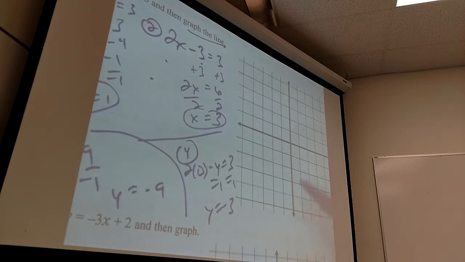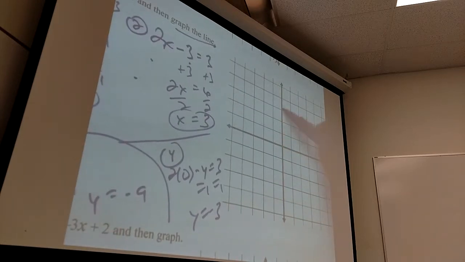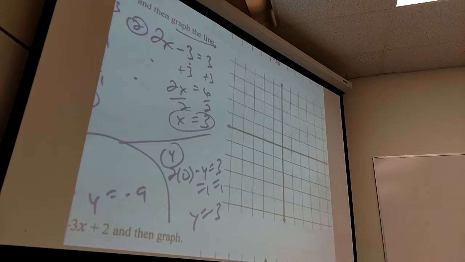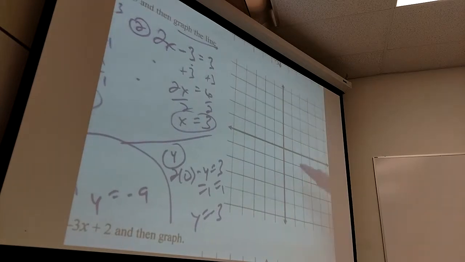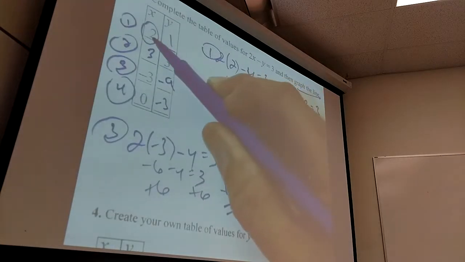I'm not going to talk too much about that, but I can make the scale 5, 10, 15, 20, as long as down here it's negative 5, negative 10. So you can make your scale fit your points if you don't have enough room, right? But here I'm just not going to plot that one. Skip that one. So 2, 1.